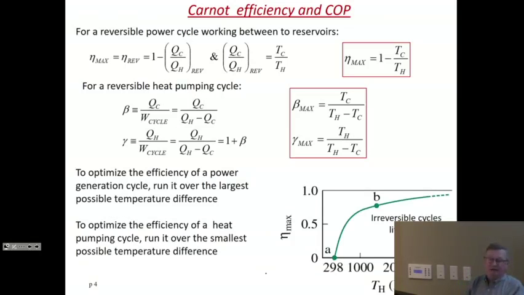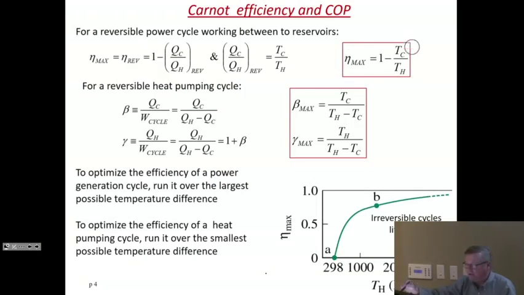Okay, so that sets your absolute temperature scale. Now that we have that temperature scale, we can find, for a reversible power cycle operating between two reservoirs, what the efficiency is. And you know that the efficiency of the reversible cycle is the maximum possible efficiency for that system. Well, you know it was 1 minus QC over Q hot for the reversible cycle. So we know that this is like that. And therefore we know that the maximum efficiency is 1 minus TC over T hot.